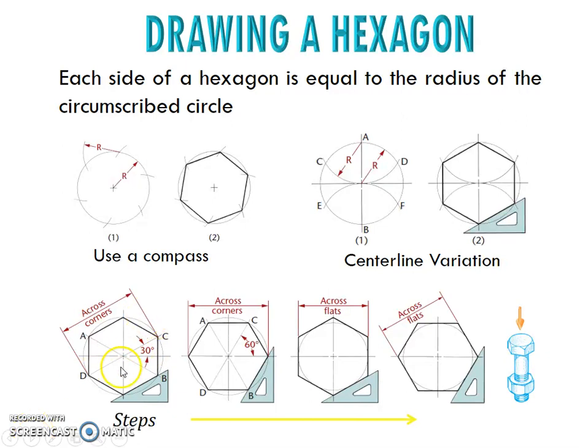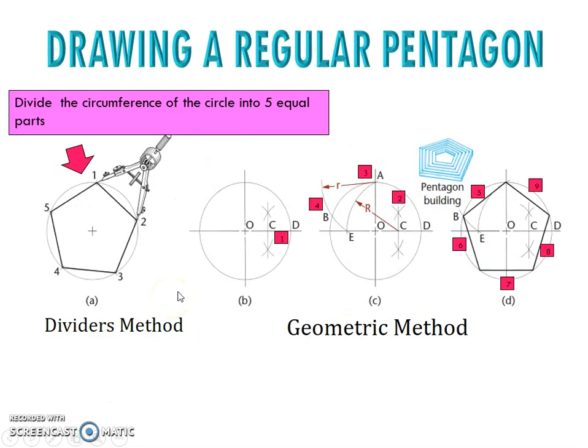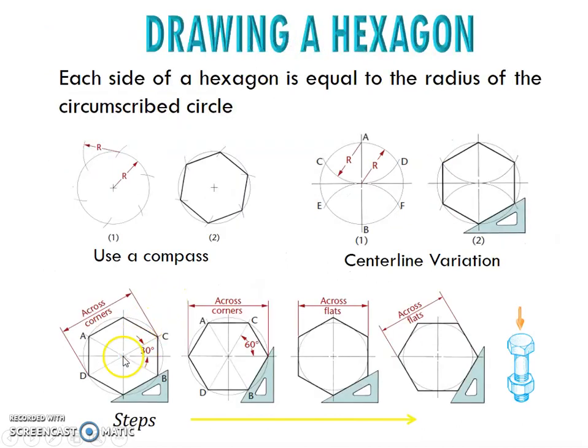Okay, another method is by using the circle, the same as the square previously, which is across corner and across flat. So once you are given the circle, what you have to do is divide this part by using the triangle. Okay, so this one is supposed to be 30, this one also 30, 30 over here and 30 over here. Once you have constructed these lines, you just connect the intersections of each side.